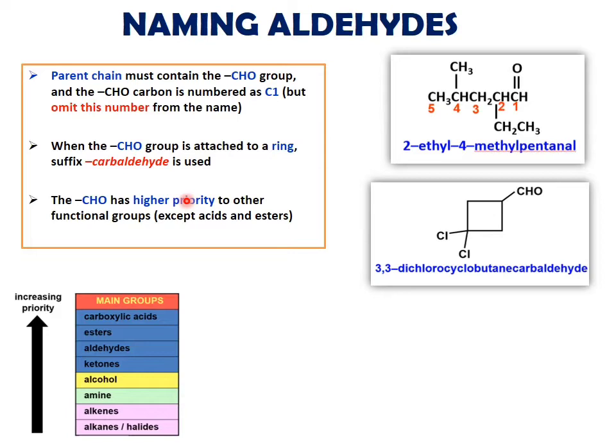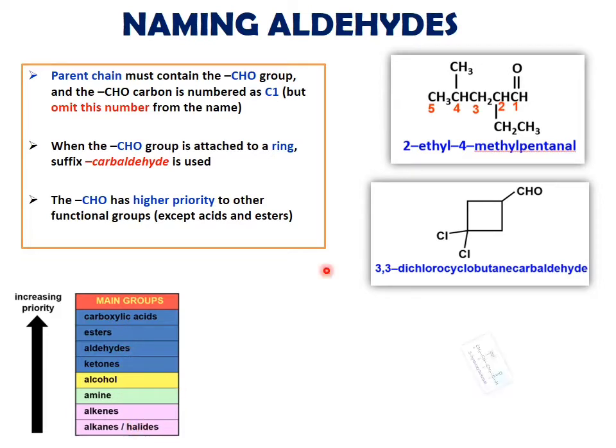So bila CHO atau C double bond OH attached to ring, so you kena tambah ayat dekat belakang iaitu carbaldehyde. Alright, next the aldehyde has higher priority than other functional groups except acid, which is carboxylic acid, and ester. Okay, if we look at this table, so you dah very familiar with this table. So aldehyde priority dia lebih rendah daripada ester and carboxylic acid. So dia lebih tinggi daripada compound lain.